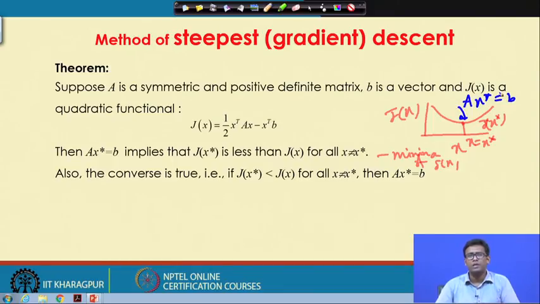Ax star = b gives us the solution x star, which is only where J(x) is minima. Instead of solving Ax star = b, now we can try to find out the minima of J(x). That is the main philosophy behind this method.